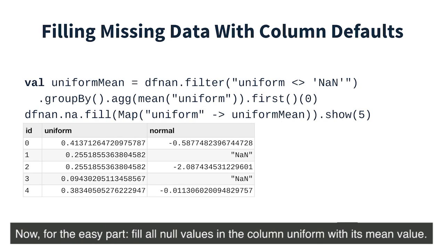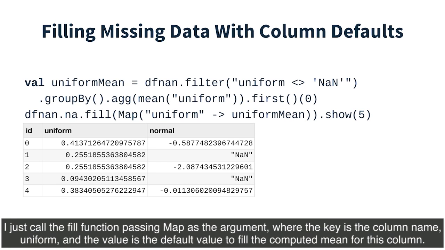Now for the easy part. Fill all null values in the column uniform with its mean value. I just call the fill function, passing a map as the argument, where the key is the column name uniform, and the value is the default value to fill, the computed mean for this column.